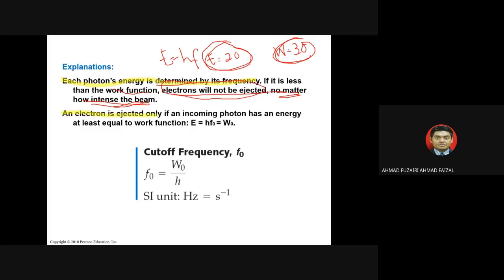An electron is ejected only if an incoming photon has an energy at least equal to the work function: E equals hf naught equals W naught. So this is the cutoff frequency, used to calculate the minimum frequency to eject an electron. So the cutoff frequency is given by W naught, the work function, divided by the Planck constant h.